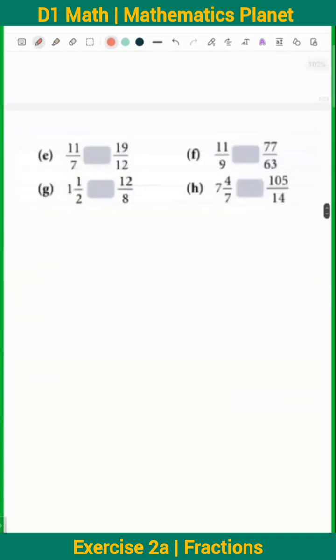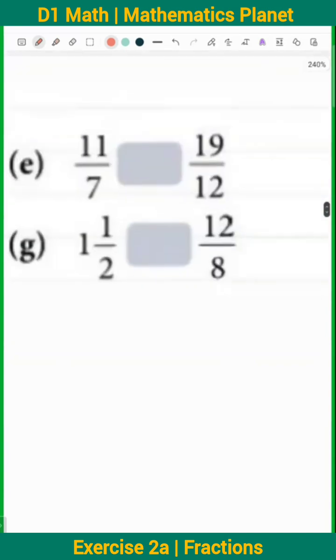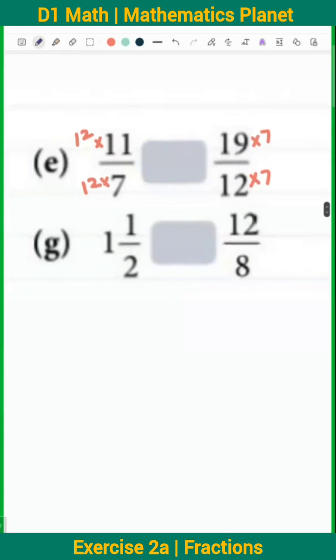Okay, 11 by 7, 19 by 12. Now, can you make 7 to 12, 12 to 7? Not possible. Now you have to do the one we did yesterday, because 7 is a prime number. So if you have one prime number, then you have to do this thing. Remember? Miss, the other way to do is we can also find a number, their common multiple. Yes, we can also find the common multiple. That will come the same thing.